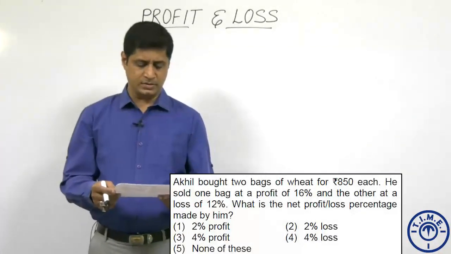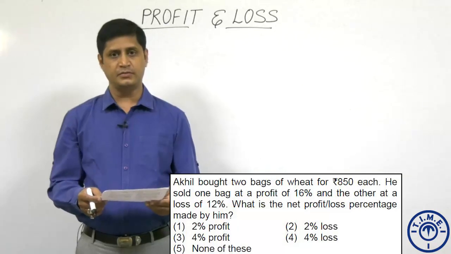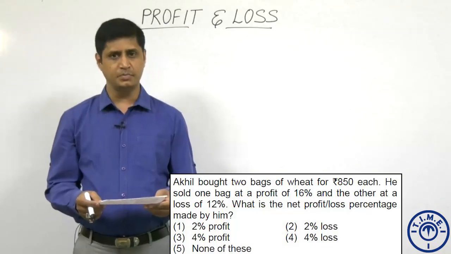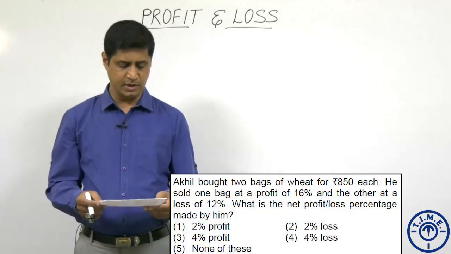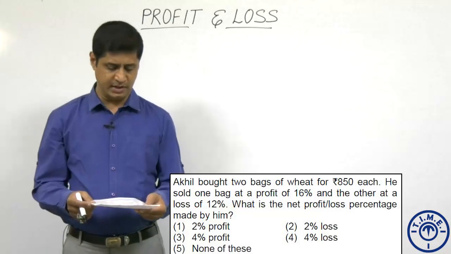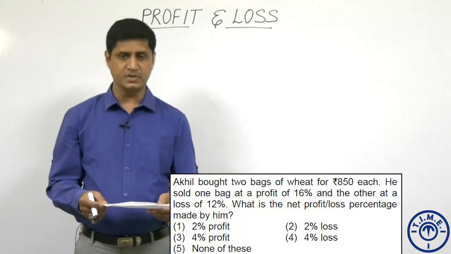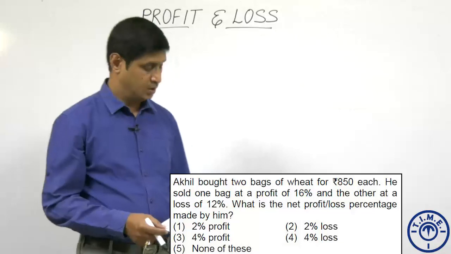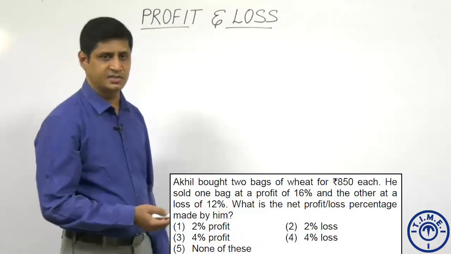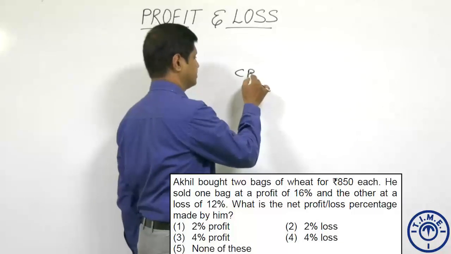Akhil bought 2 bags of wheat for rupees 850 each. He sold one bag at a profit of 16% and the other at a loss of 12%. What is the net profit or loss percentage made by him? Now cost price of 2 bags is given. What is the cost price? It's the same. Now let's start with the cost price.